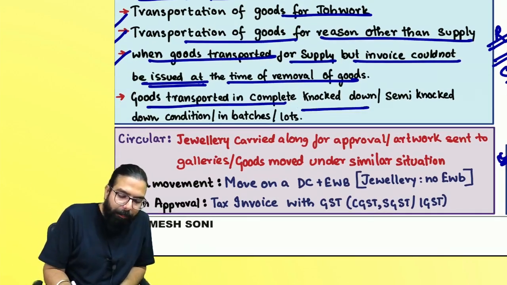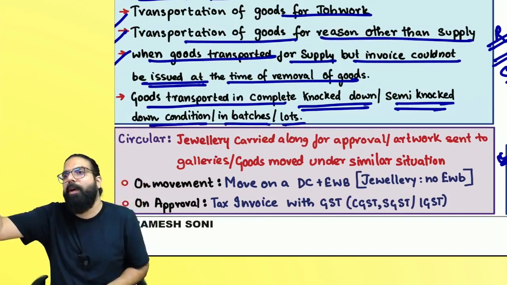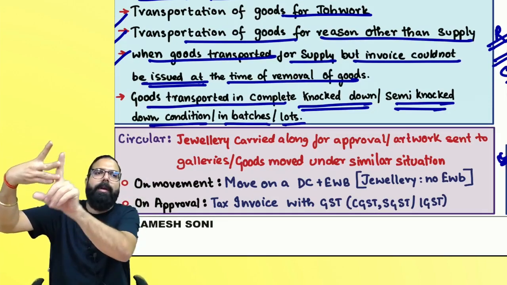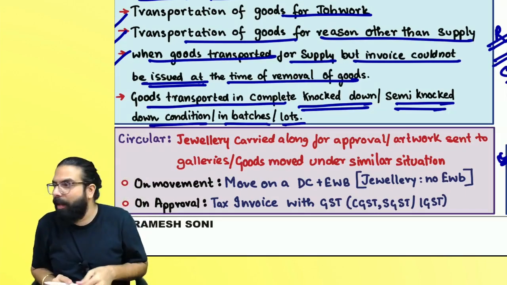Goods transported in complete knockdown or semi knockdown situation, or in batches or lots, where the invoice is only one but transportation is happening many times, the remaining transportation can happen on the basis of delivery challan. Can I go ahead, everyone?